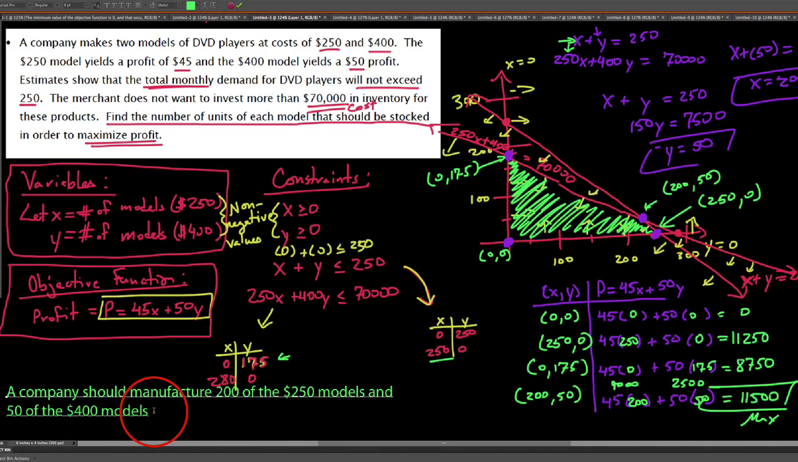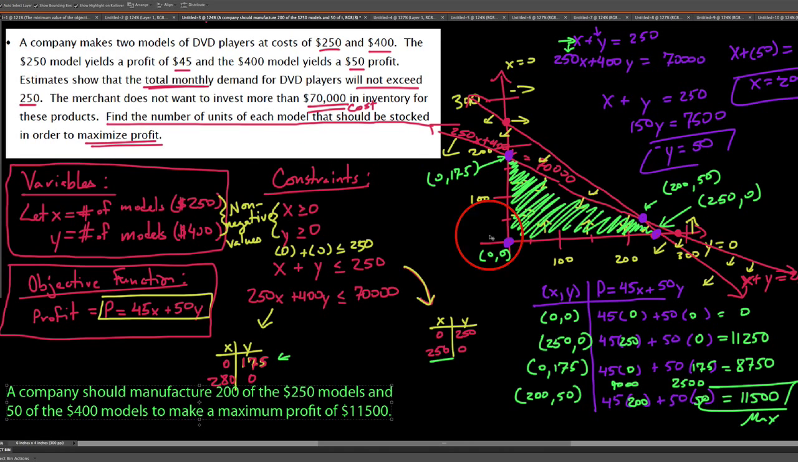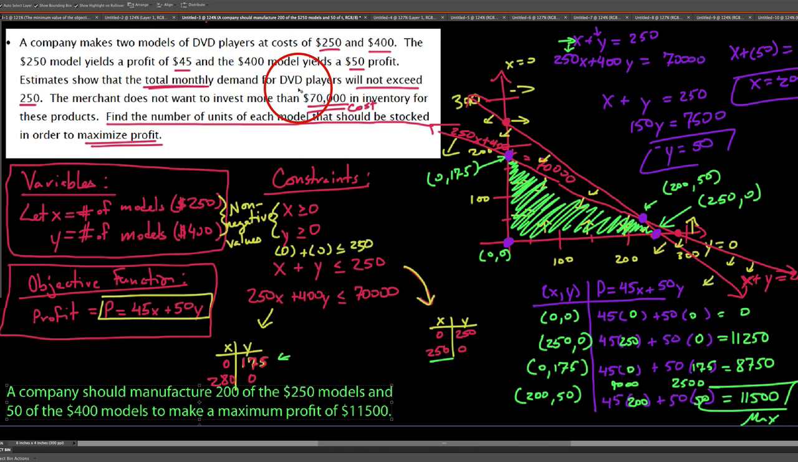Okay. The last part of this, it would be this: to make a maximum profit of $11,500. So that's that. That's how we use linear programming to maximize or minimize an objective function in an application situation.